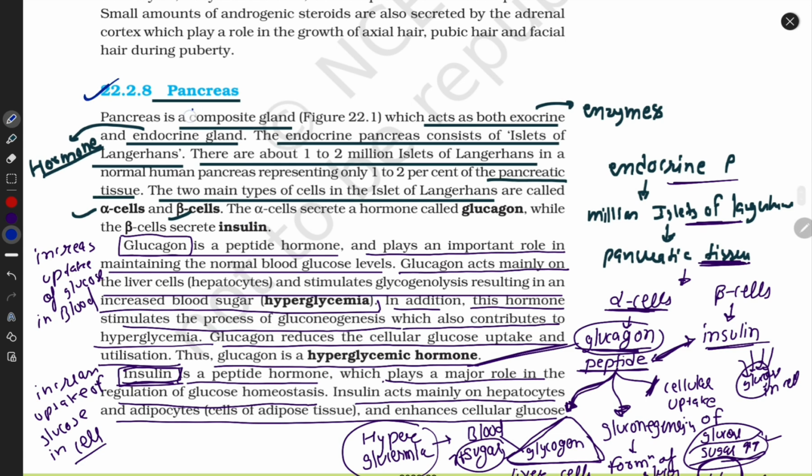So this is all about our pancreas. This is the composite gland. So this is the function of the endocrine part. Exocrine gland function we will study in the digestive system. Here the endocrine part is more important than the exocrine part. So this is all about pancreas.